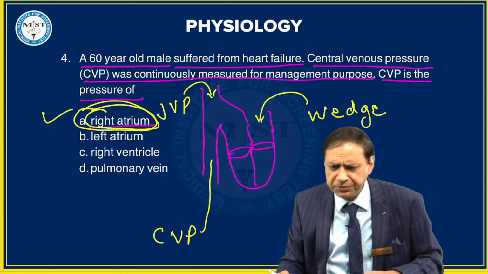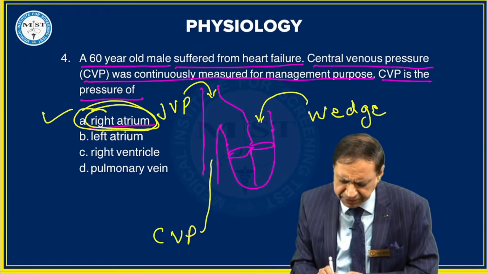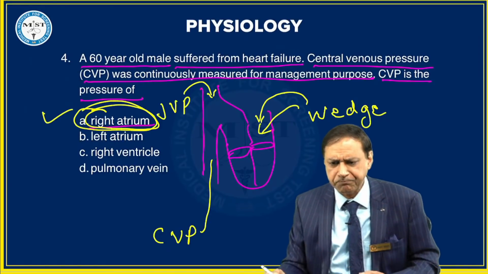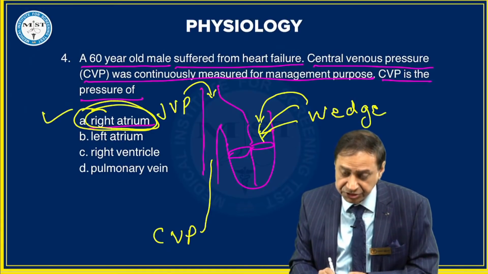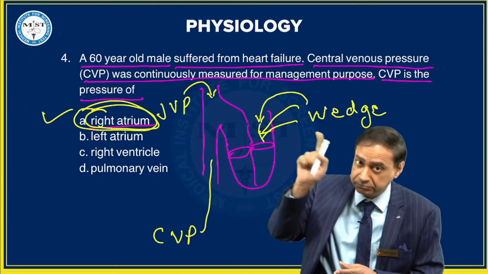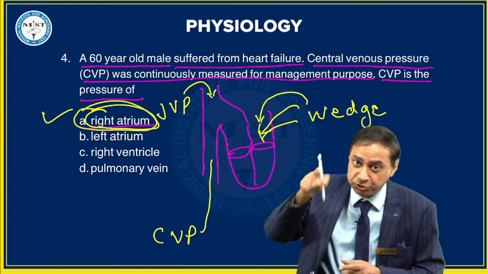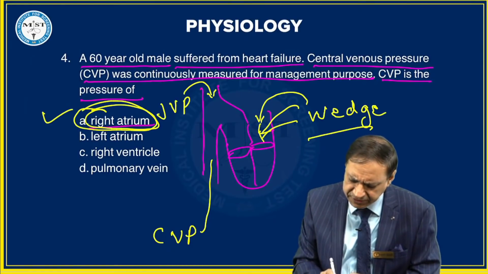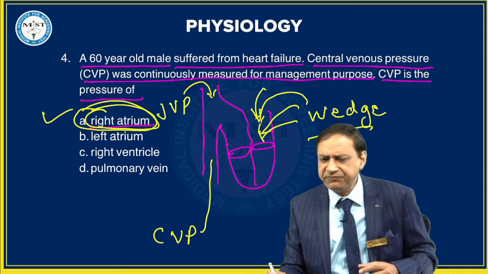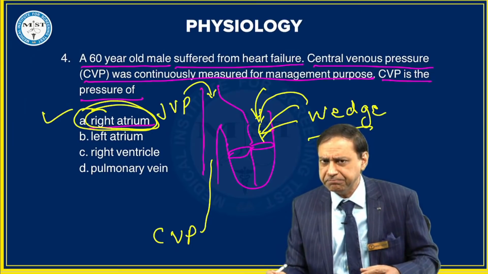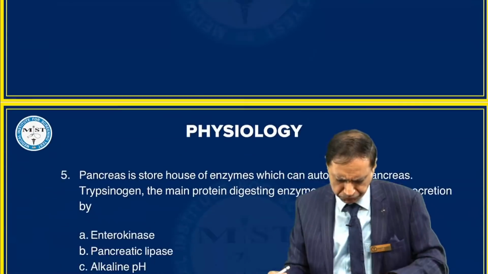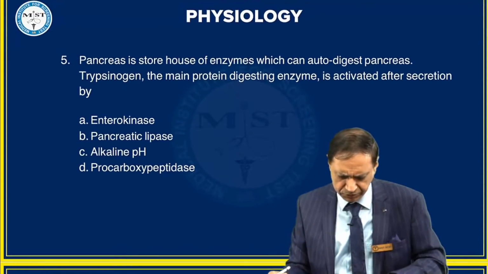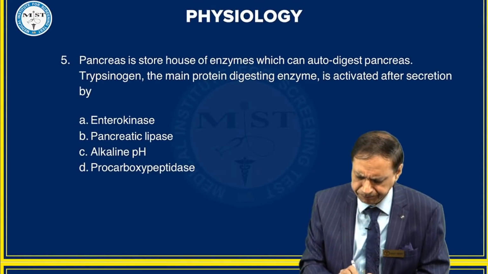Yes, pulmonary capillary wedge pressure will represent the pressure of this. Wedge pressure is measured from the pulmonary capillaries, from the pulmonary artery, just push it. That will reflect the pressure of the left atrium. Okay, let's go to the next simple question again.